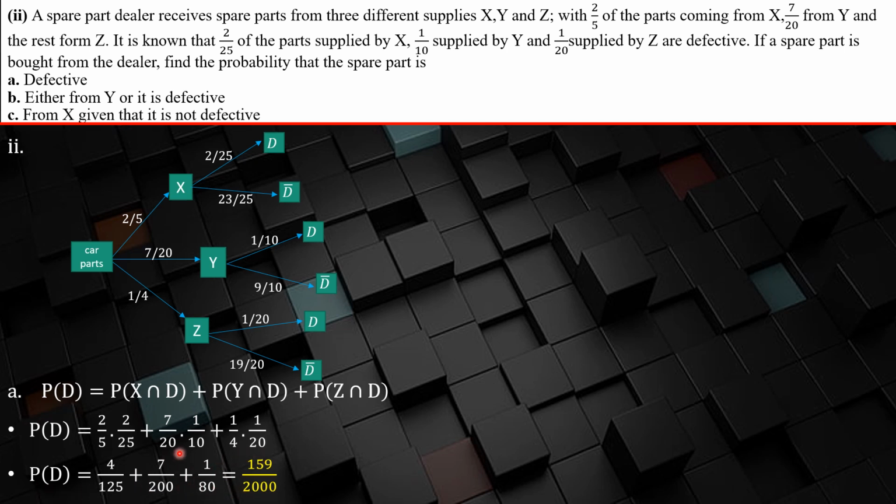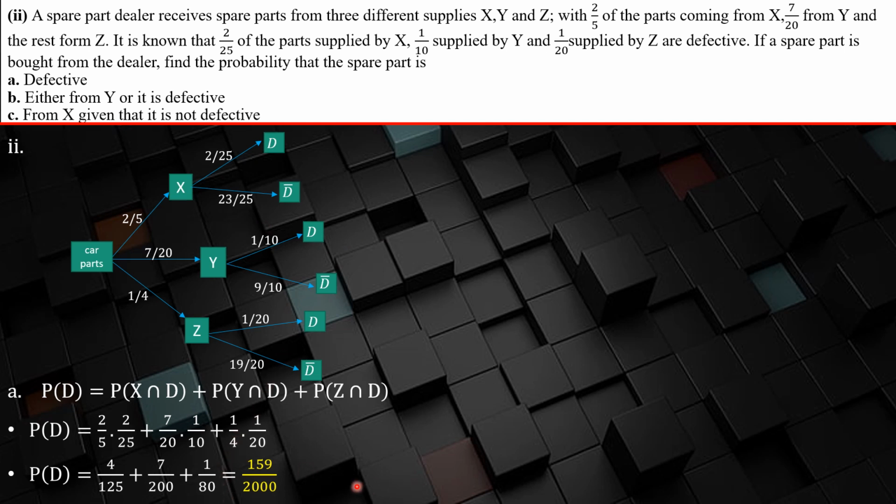Now, you must be wondering why I'm just simply multiplying the intersection of these two events. That's because these two events are independent, okay? A very good example of this would be when you're getting a selection of a ball from a box of balls. So let's say the box has green, yellow, and red balls, and you're supposed to pick one ball at random. Now, the event of you actually picking a ball from that box is independent to what? To the color of the ball, right? So the event of you buying a car part from a dealer is independent of whether it's defective or not.